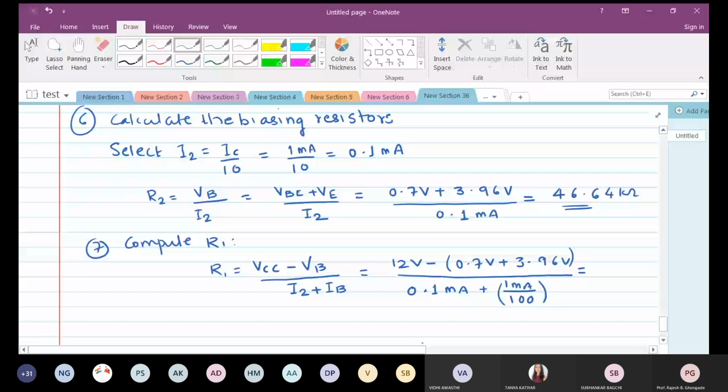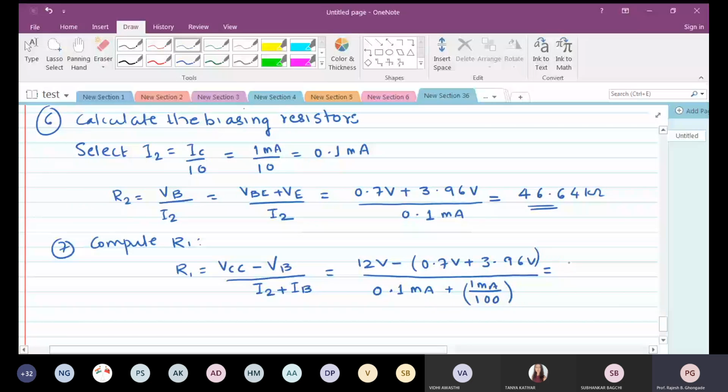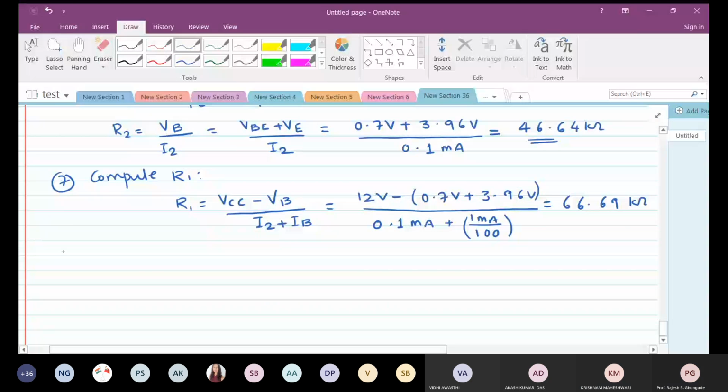What is the value that you get here? Sir, it's 66.72 kilo ohm. 66.69 is what I am getting. Very close. 66.7. All right. So next step, we have already calculated R1 now.